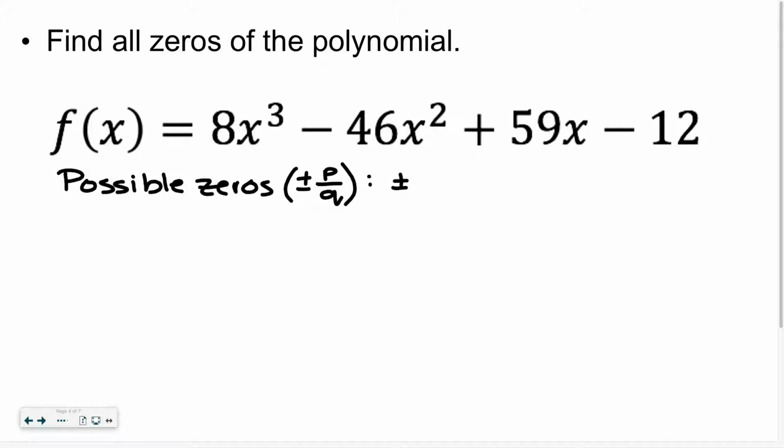My p's are factors of my constant in the back. So we've done 12 quite a bit. Factors of 12 are 1, 2, 3, 4, 6, and 12. Those are going to be my p values, over factors of my leading coefficient. My leading coefficient is 8 over here, so factors of 8 are 1, 2, 4, and 8.